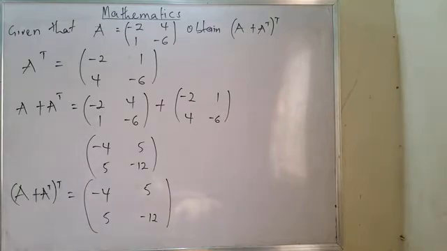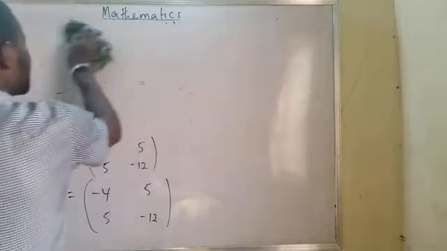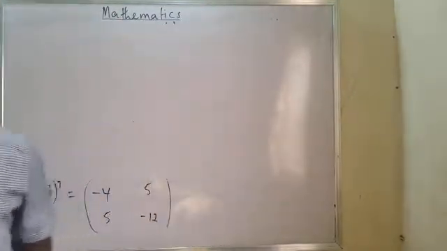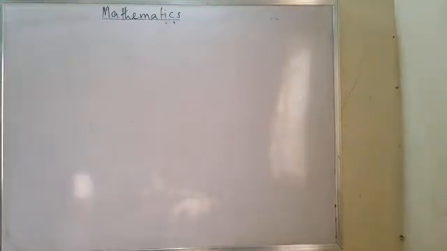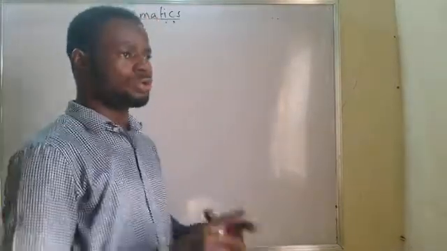Now, at this point, before we talk about adjoint, before we talk about cofactor, let me quickly explain the adjoint of a 2 by 2 matrix, which is a 2 by 2 square matrix.